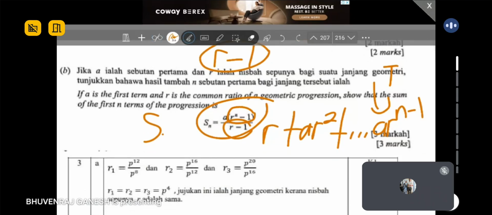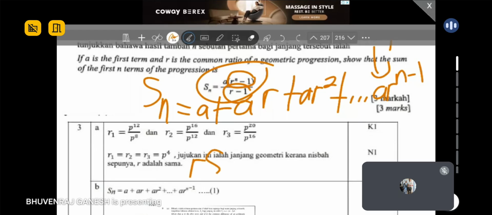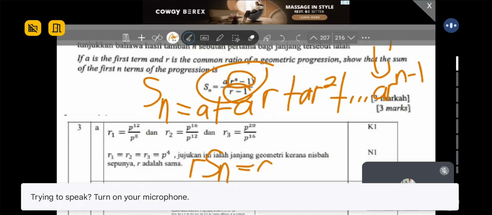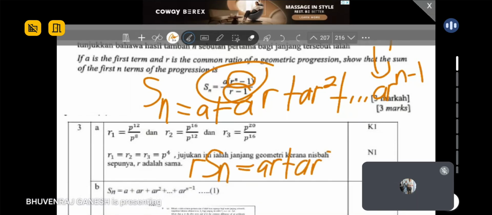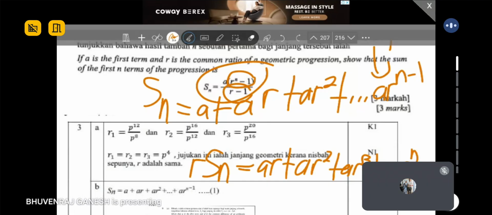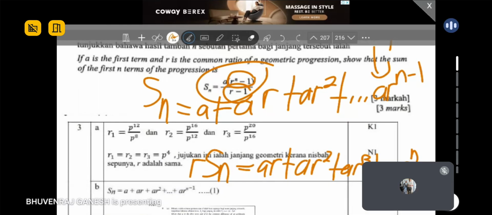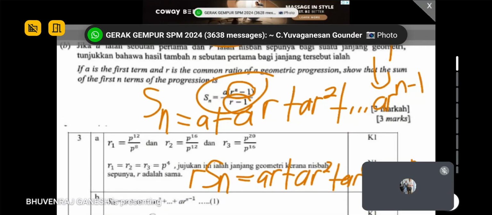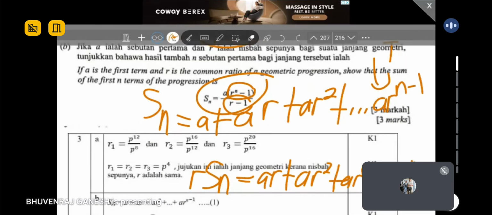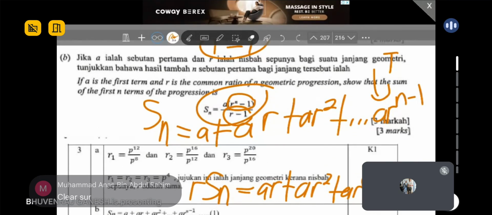Okay, kamu kena darab seluruh persamaan tadi dengan R sahaja. That's the concept over here. Okay, so we'll have RSN equal to AR plus AR square plus AR cube plus dot dot AR kuasa N. Okay, do you guys understand? Boleh dapat? Clear, right? So you just need to times by R only. Okay, darab dengan R sahaja. Alright? Clear, right? Okay, so now you have two equation.